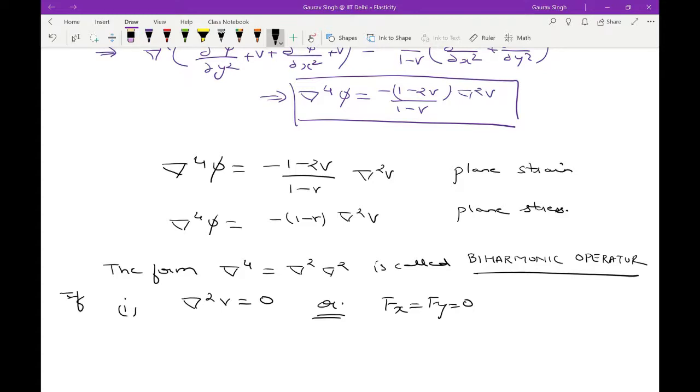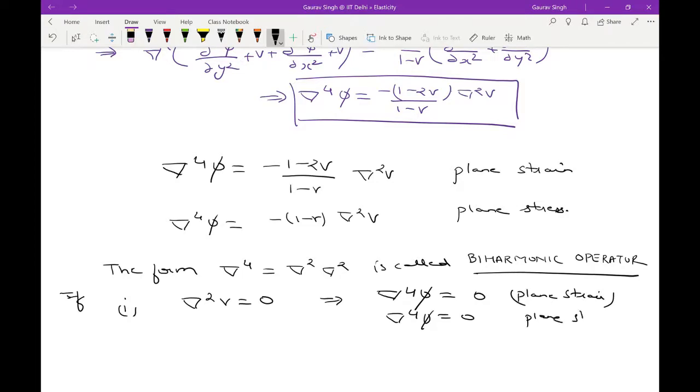First let's take one case, okay, sorry. If this is true, then plane strain or plane stress. Now one of the other statements is that if body forces are 0, then also it should convert to this form.